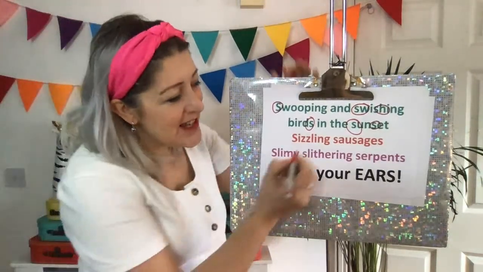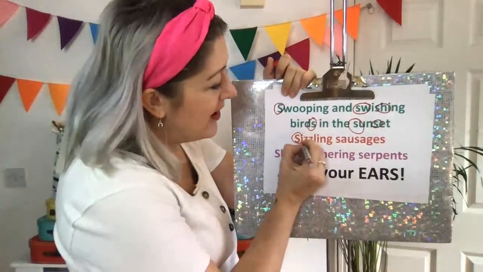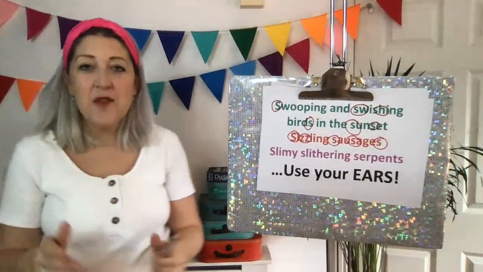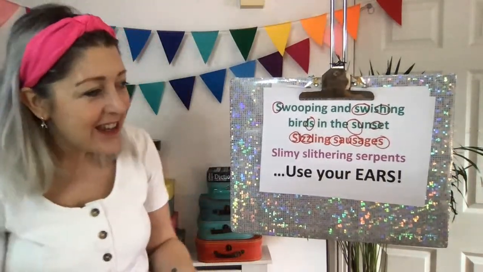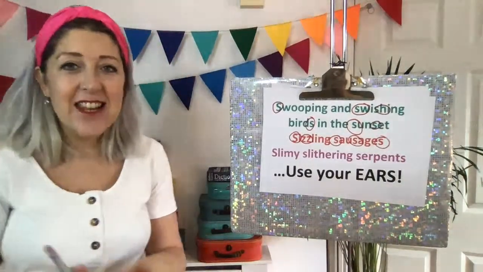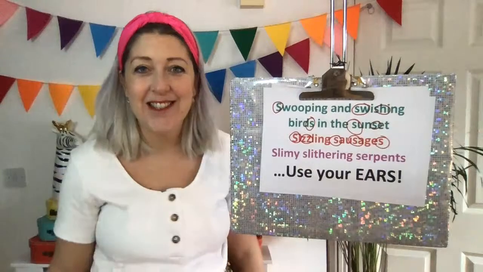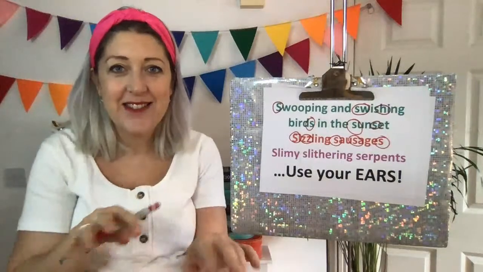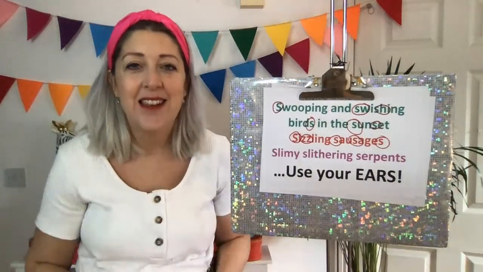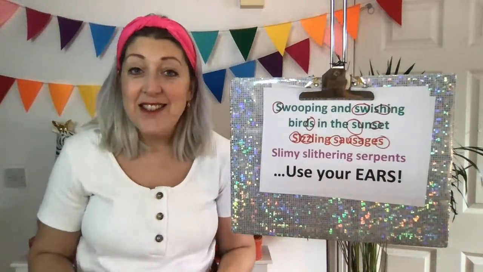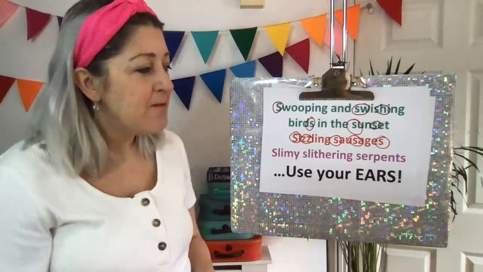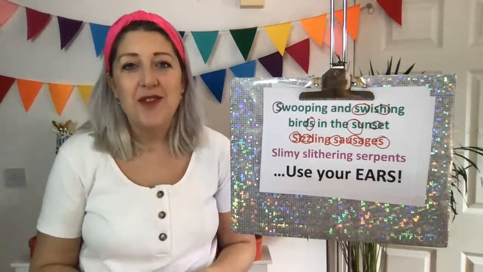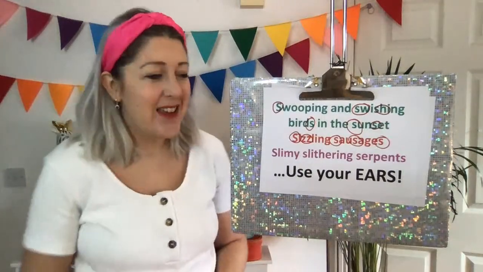Then the next example, sizzling sausages. This is such a great example. Now, if you imagine that you've got a frying pan with lots of sausages in it and they're sizzling away, what do they sound like? Use your ears. Sizzling sausages. The poet or the writer, it doesn't necessarily need to be used exclusively in poems, is using the repetition of the S sound to recreate the sound of those sausages being cooked, what it actually sounds like.